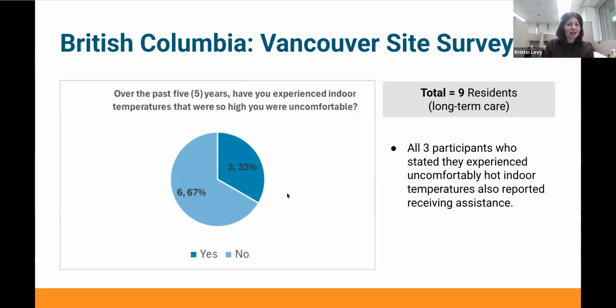Then looking more targeted at the surveys in different provinces. At the BC site, we had 9 residents that we did surveys with in long-term care, and they were actually less likely to have experienced high indoor temperatures that were so high that they were uncomfortable. This may have something to do with medical conditions or the facility itself, but those who did say that they had experienced high temperatures were also likely to say that they had experienced assistance in those situations.